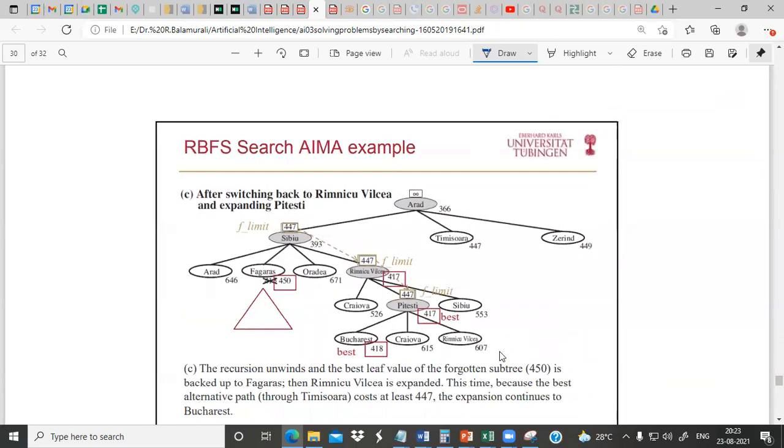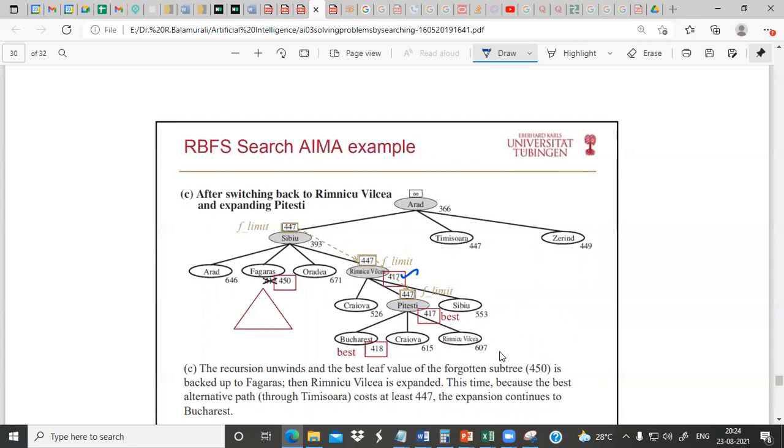So Rimnicu Vilcea is promising that it can take it to the goal state at the cost of 470. So f limit will be the next best option. What is the next best option we have? It's not only this level, the whole tree we have to check for the next best level.